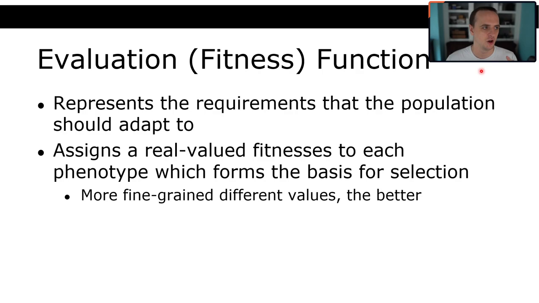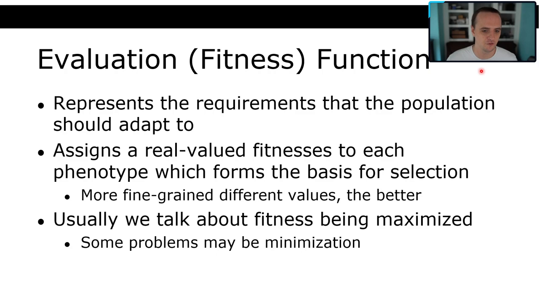Usually, we talk about fitnesses being maximized. So some problems may be minimization. For example, if you want to minimize the conflicts in a schedule, all you would do is, if you have fewer conflicts, you give it a higher fitness. So genetic algorithms maximize things. They maximize fitness. So if you do need to minimize a value, you just flip it like that.